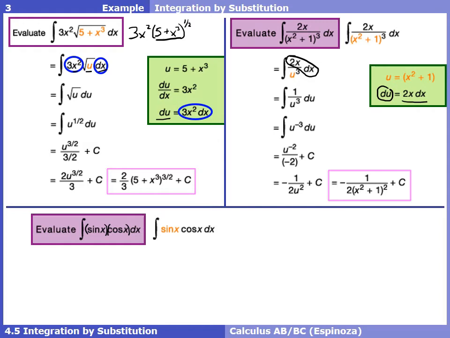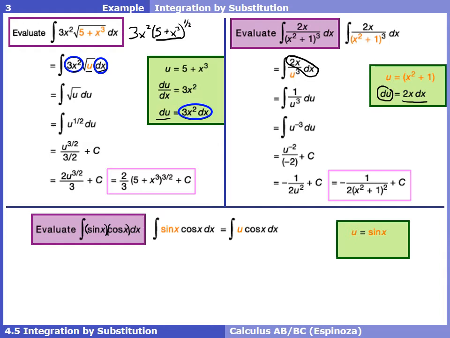And you'll notice I'm highlighting sine x right here because if I call that u, the derivative of sine x is cosine x. And that's great because that's how we identify that the chain rule is what originally got us to this derivative of sine x times cosine x. So let's go ahead and substitute. We're calling sine x u, so now we're going to replace that with a u.